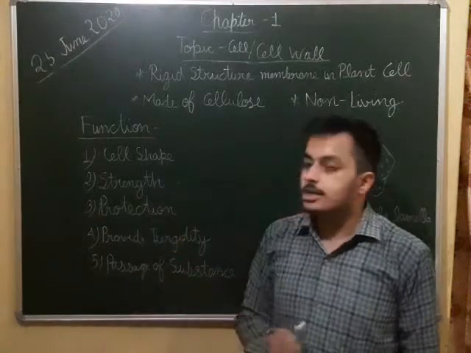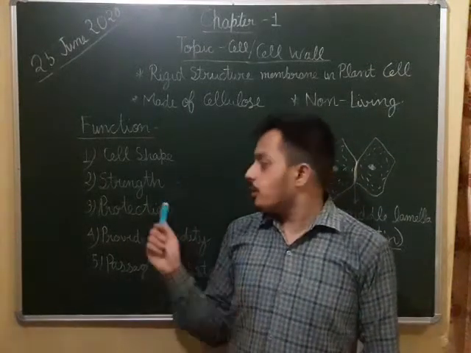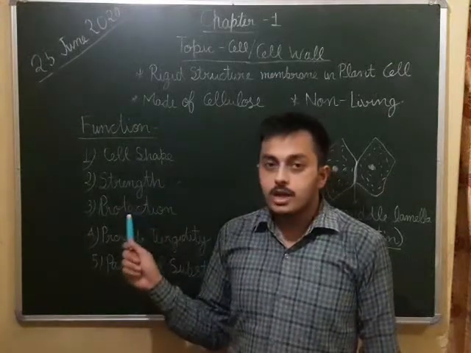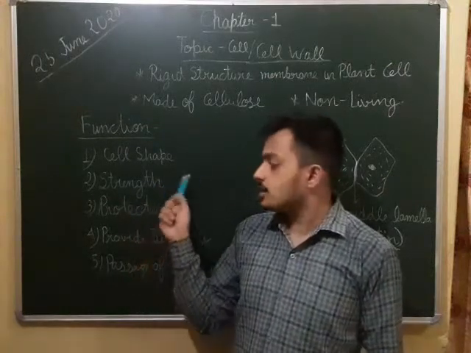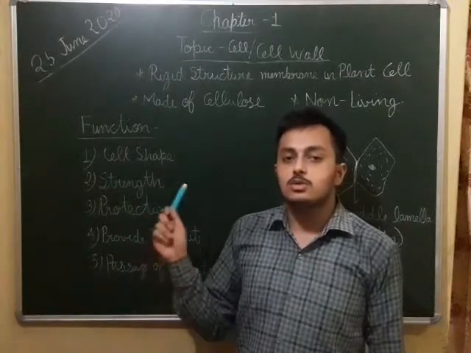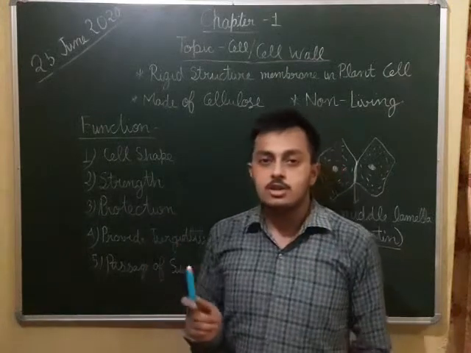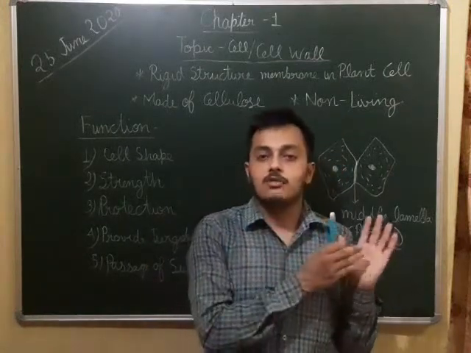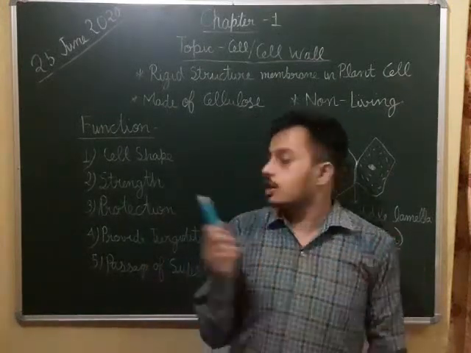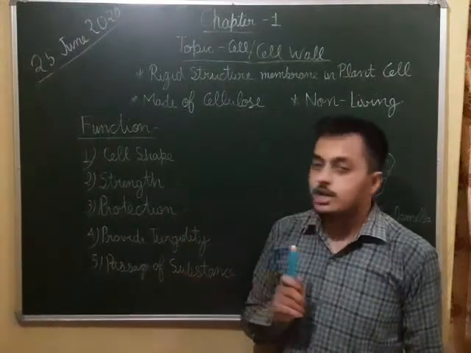Second, it provides the strength. Strength means it provides a rigid boundary, so that the internal material of the cell cannot come in contact with the external material, and it also provides the strength so that any other thing from outside the cell cannot enter inside the cell. This is also the protection of the cell.